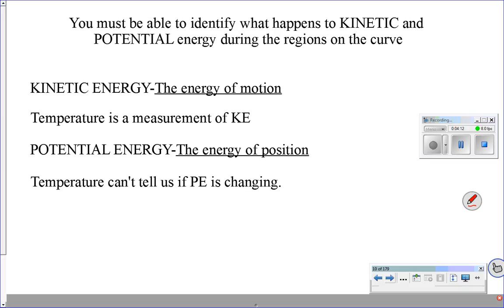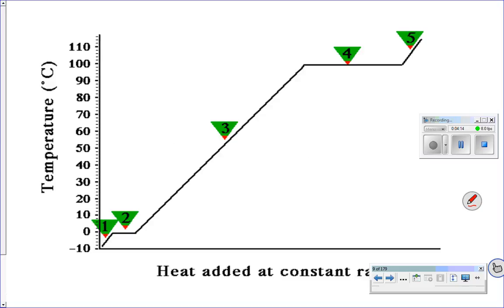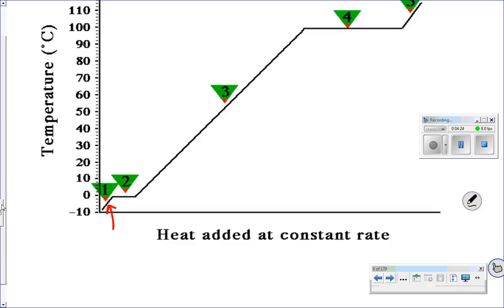Now I'm going to go back to our graph. We need to be able to talk about kinetic and potential energy in each region of the graph. Region 1, right here, we have an increase in temperature. Temperature increasing tells me kinetic energy is increasing. We can probably make the assumption that potential energy is staying pretty much the same here. Region number 2, where my temperature is constant, means my kinetic energy is also constant.